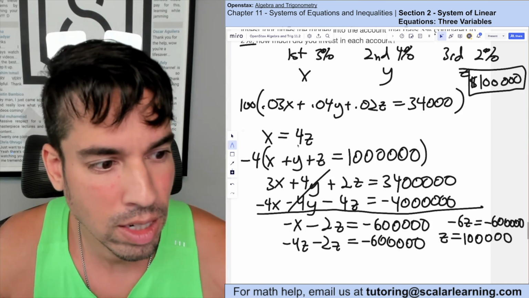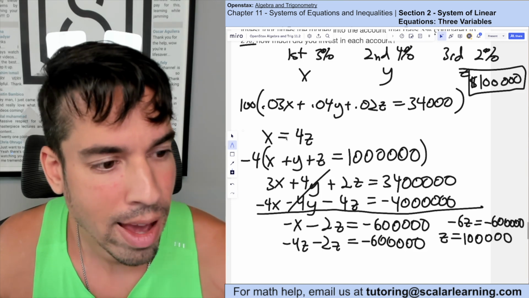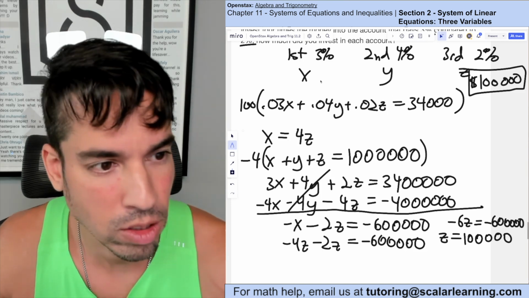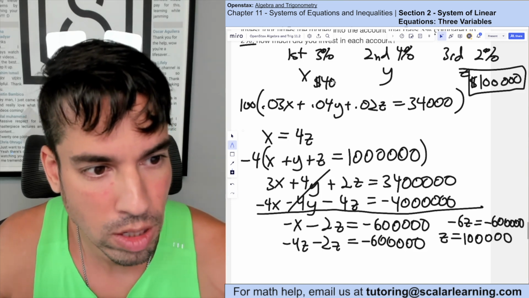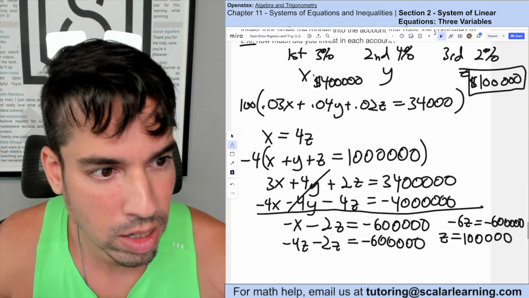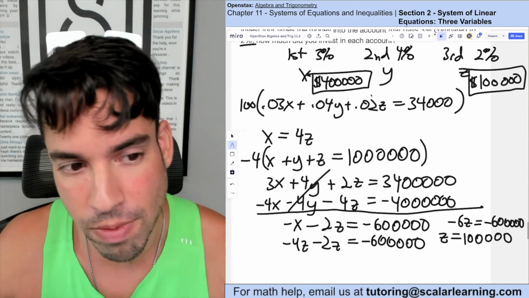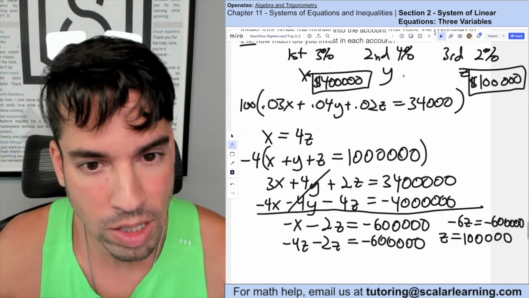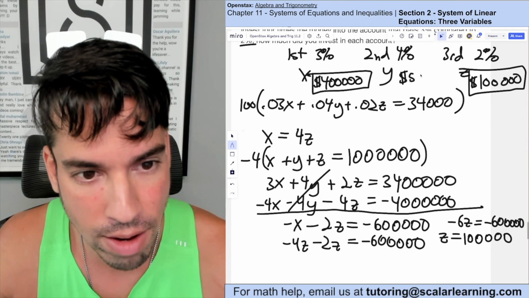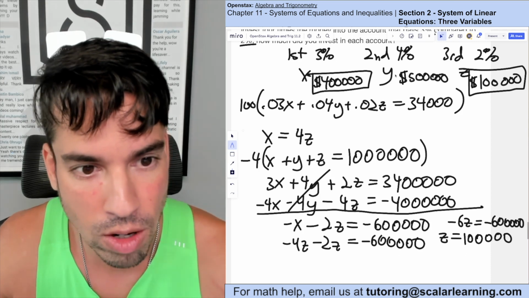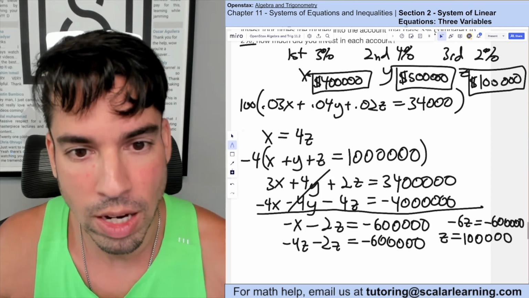And now we can get what's invested in x, because x is 4 times that. So that's 400,000 in the 3% account. Last but not least, since everything adds up to 1,000,000, 100 plus 400 is 500. So the remaining in the 4% account, which has the most money invested, is 500,000. So those are your 3 answers.